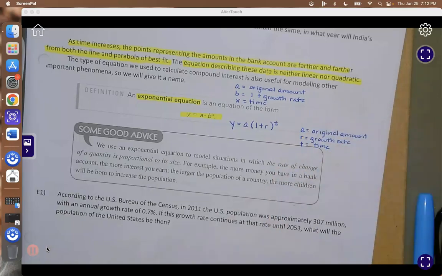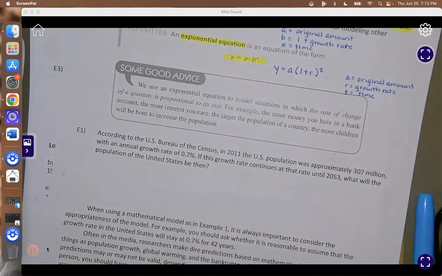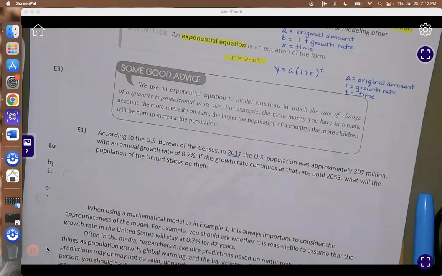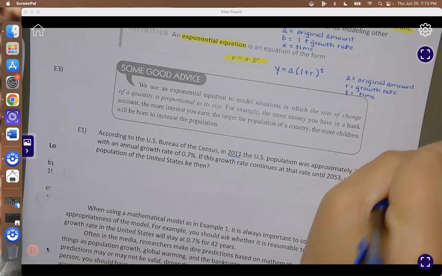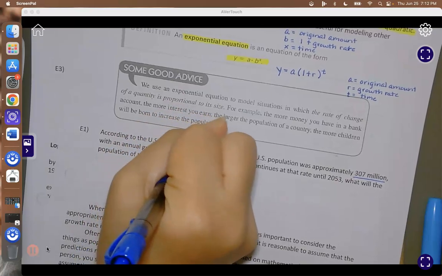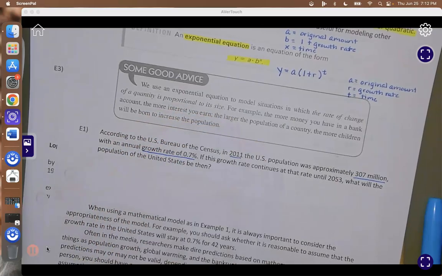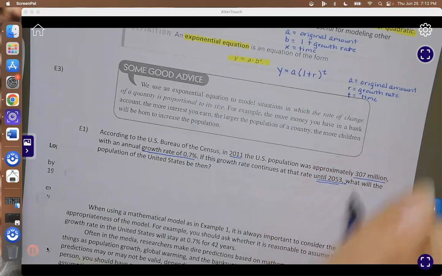All right, so let's look at this first problem. According to the U.S. Bureau of the Census in 2011, the U.S. population was approximately 307 million, with an annual growth rate of 0.7%. If this growth rate continues at that rate until 2053, what will the population be?